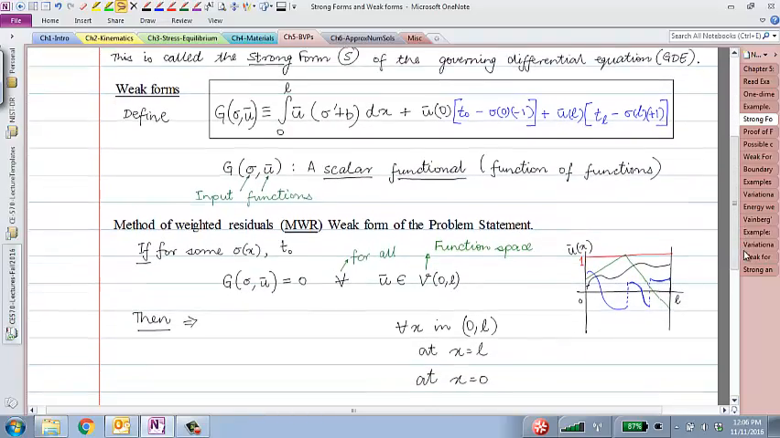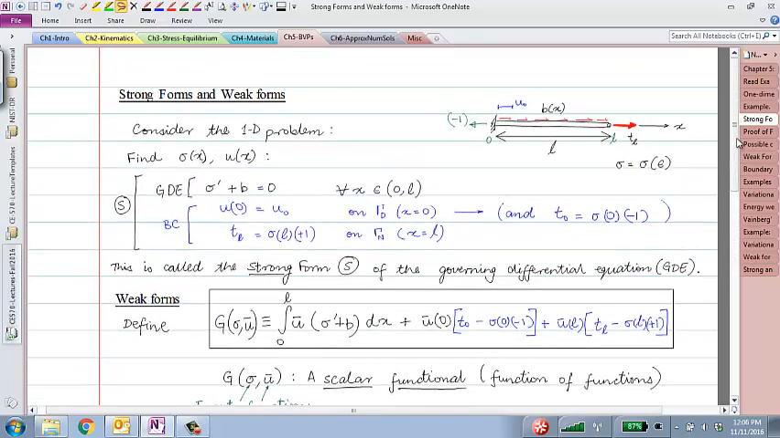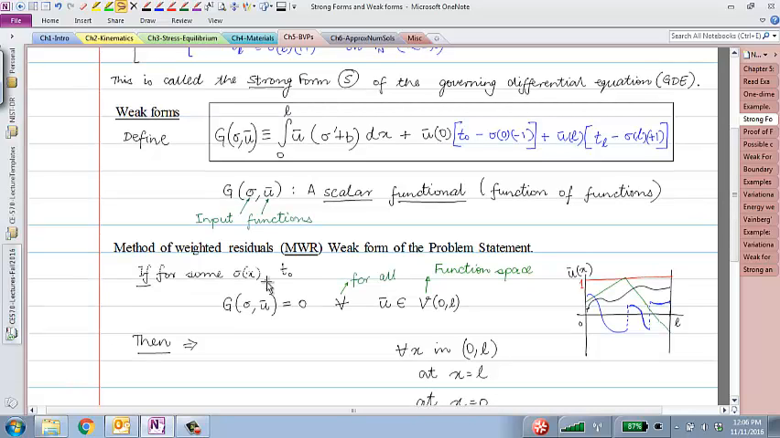So the idea of the weak form is that if I can show that for some choice of the stress function and some choice of T0, the value of the reaction at the left end, this functional G goes to 0 for all u bar functions in some function space, I'll talk about that in a little bit, then what that means is that everything that u bar multiplied here goes to 0. Everything that u bar at 0 multiplied goes to 0. And everything that this multiplied goes to 0.